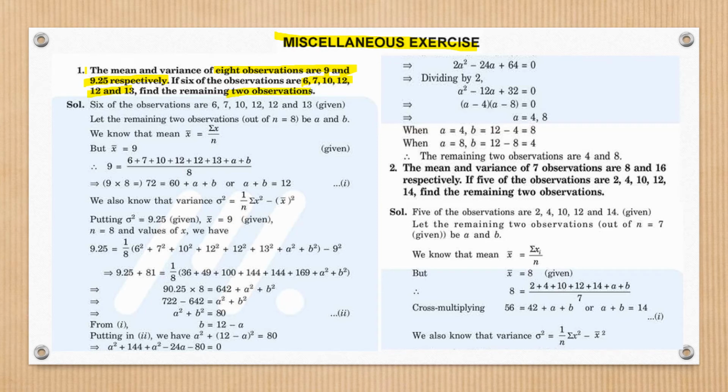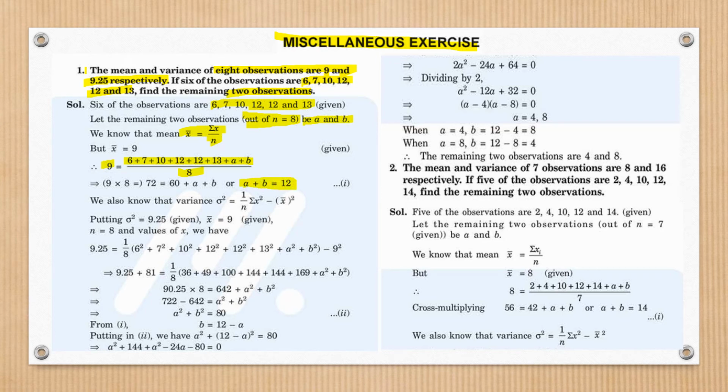So see, 6 of the observations are here: 6, 7, 10, 12, 12, 13. Let the remaining 2 observations out of these n equal to 8 be A and B. We know mean x bar is summation of all divided by n. So all these terms sum along with A and B, this complete sum divided by 8, is equal to 9. It is given. So I'll get from here A plus B as 12, the first equation, number 1.